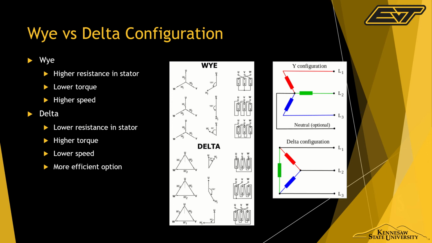What I want to point out with a Y configuration is that there's higher resistance in the stator, there's lower torque, but you can go at a higher speed. And I think the reason why you can go at a higher speed is because this 30 degrees turns into a 60 degrees. I think that's the reason why, but I'm not completely sure. You can talk to Zach and see what he says.